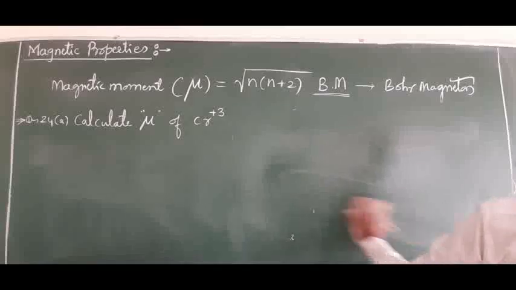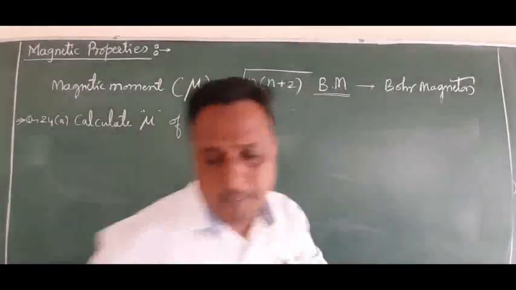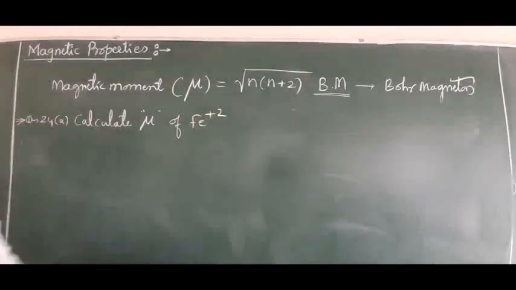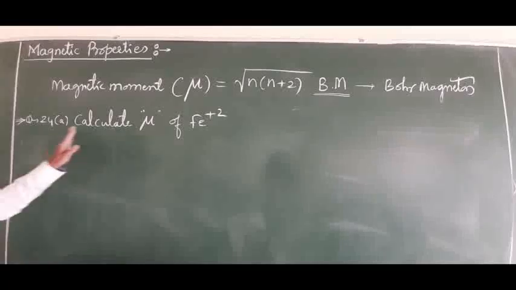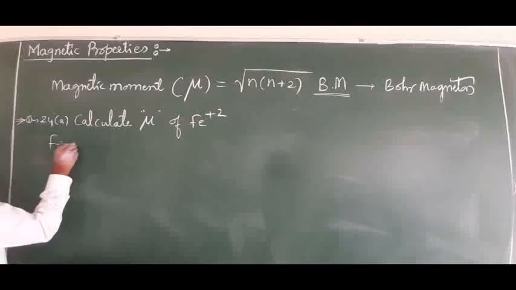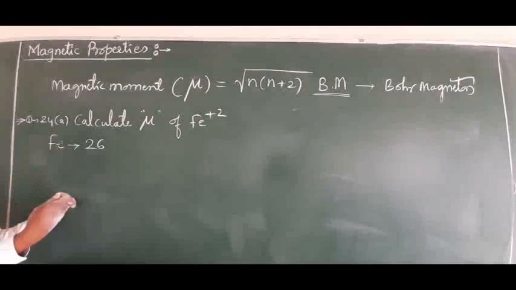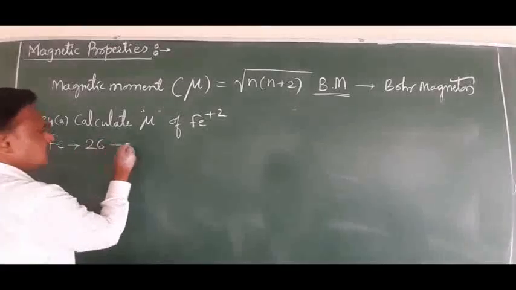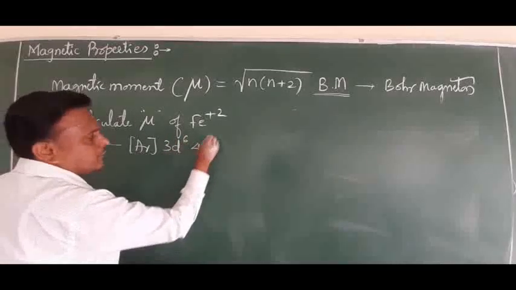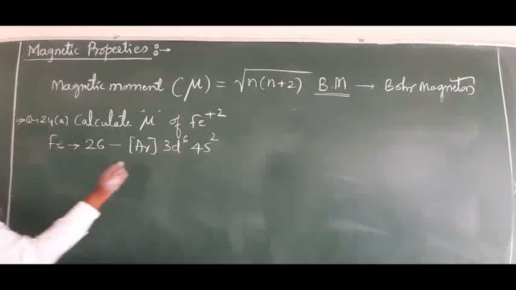I will show you another element mentioned in our syllabus, that is iron plus 2. Same question: calculate the mu value of iron plus 2. How to start? First, iron, atomic number 26: scandium, titanium, vanadium, chromium, manganese, iron, 26. Electronic configuration argon 3d6 4s2, 18, 20, 26. Okay, fine. Okay, how do you draw the box?